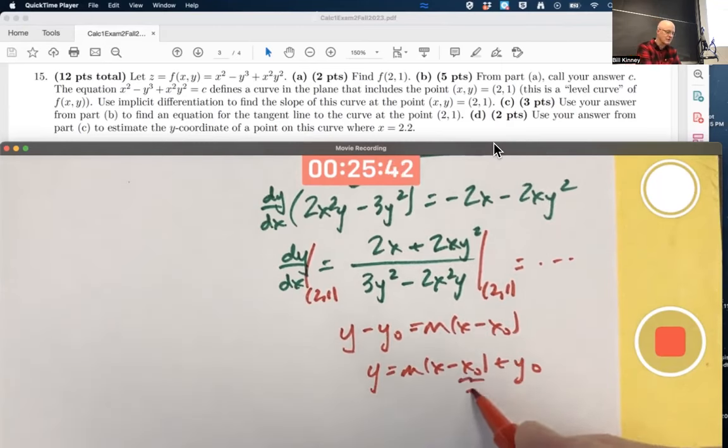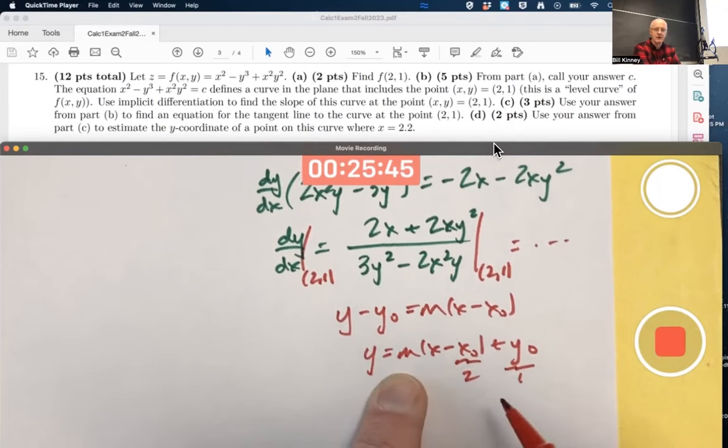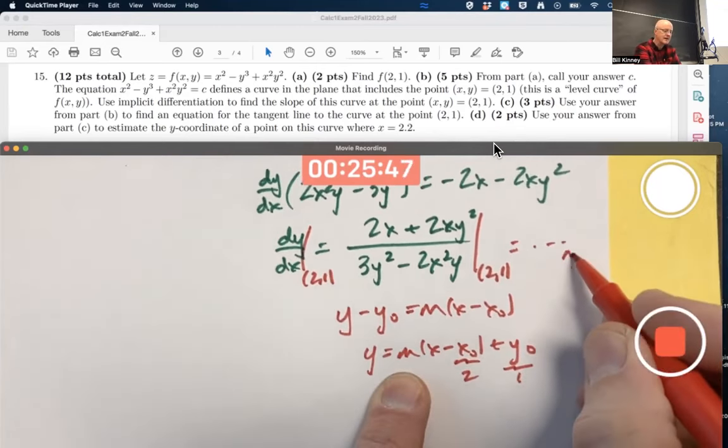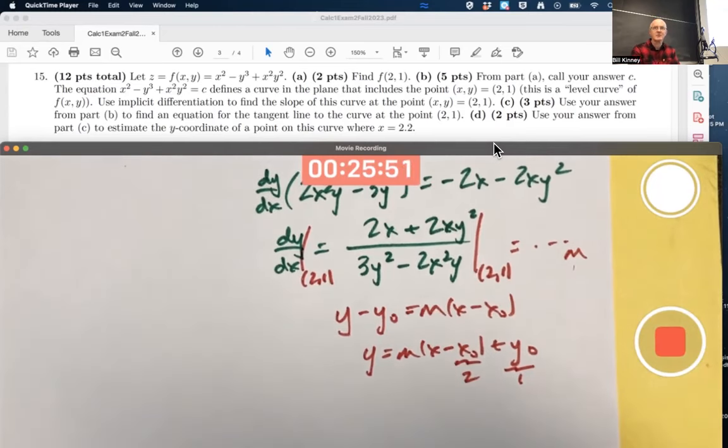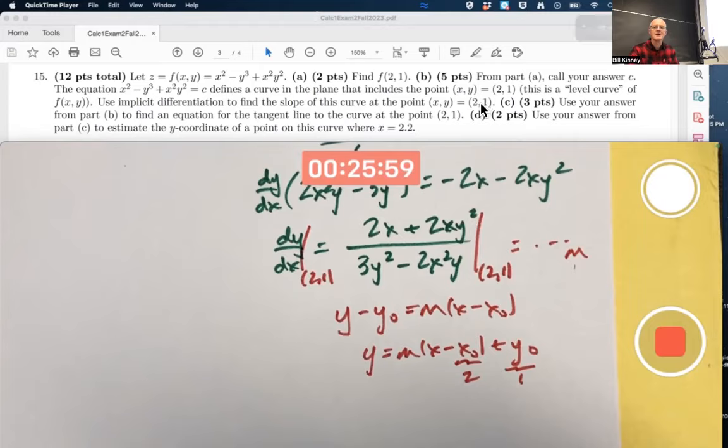This is a 2, this is a 1. m is whatever you get here. This is the m. Then you just replace x with 2.2, to find the approximate value of y when x is 2.2.